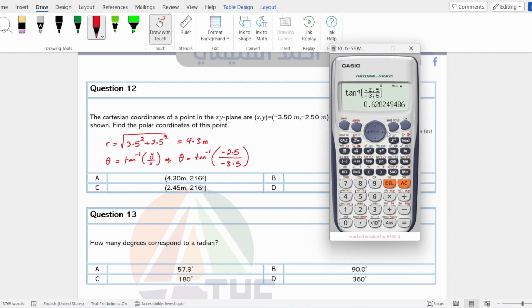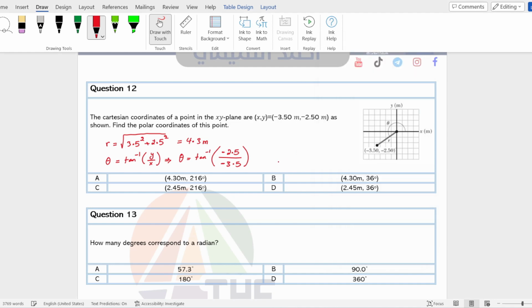So the answer, you have to convert to degrees. Again, we will say tan inverse of -2.5 over -3.5. So the answer is 35.53. I'll write it down, and this is 35.53. And indeed you can find this answer there, and it's completely incorrect.